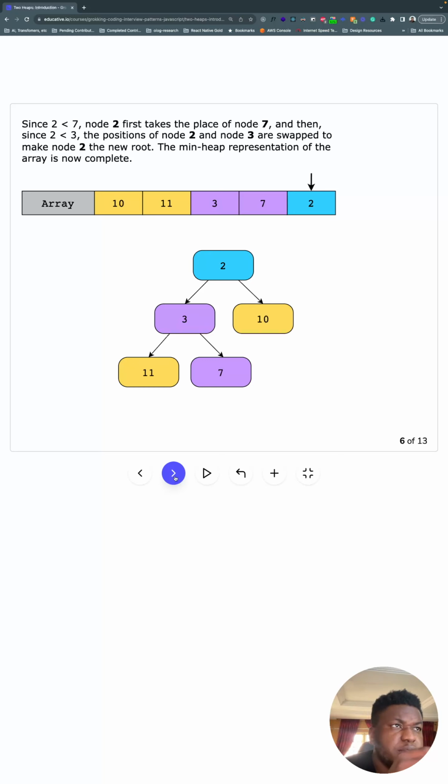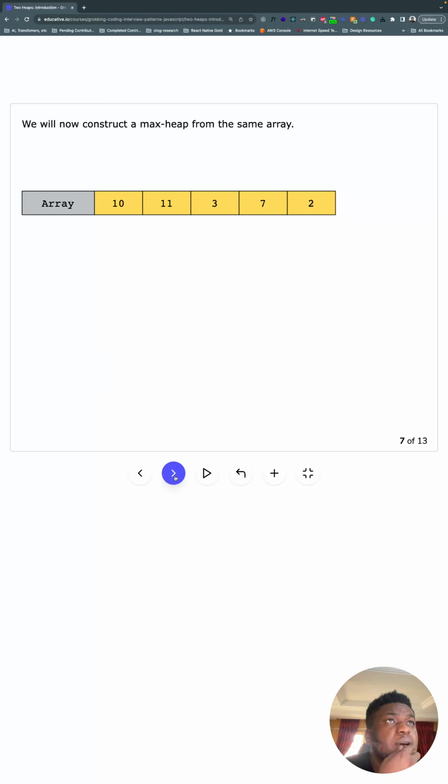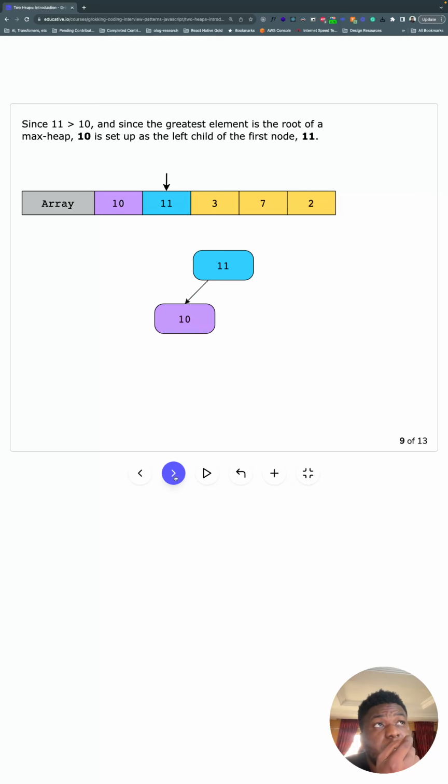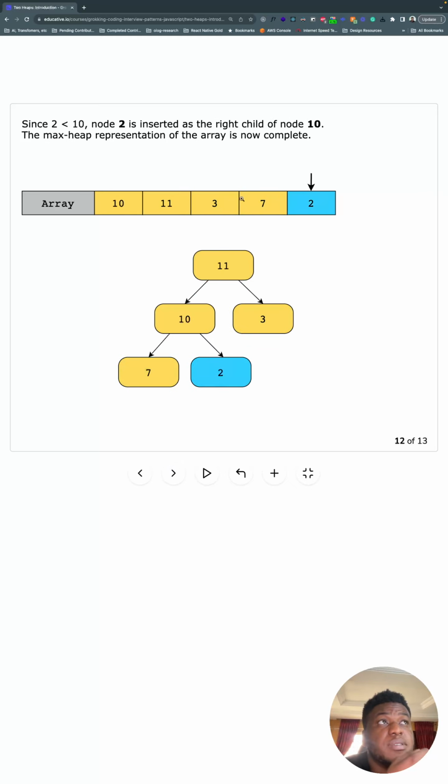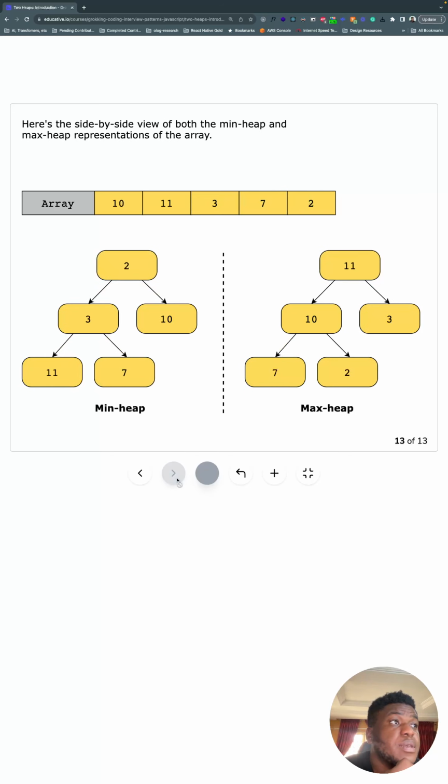And now we're doing an introduction video, so it might be slightly longer, but I'll try and get everything done in 10 minutes. So maximum heap, this time the biggest thing is on top. So we have 10, 11 is now on top, and it stays on top because it's the biggest thing in the array. And that's all. It's a minimum heap, it's a maximum heap.